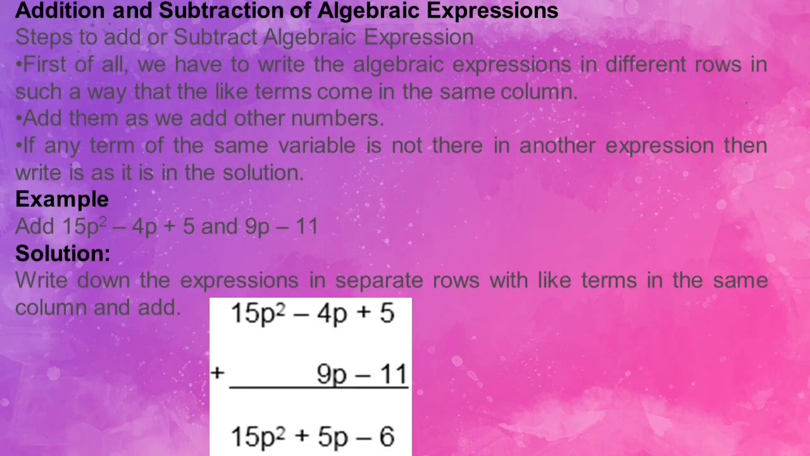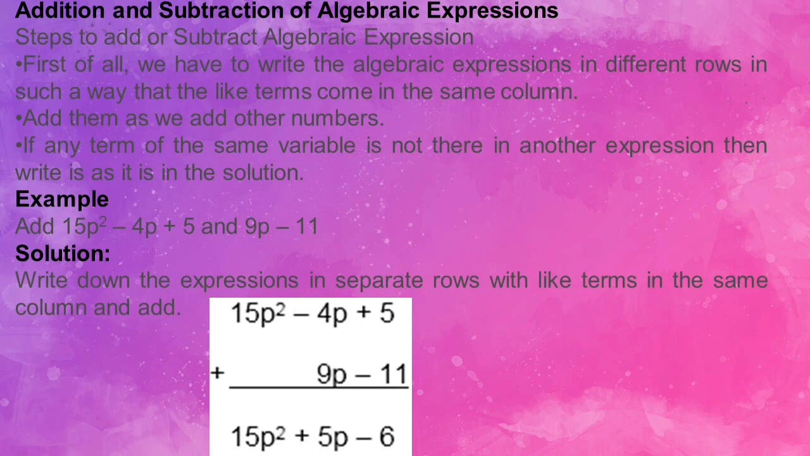We have one more method to add and subtract these algebraic expressions, and this is the column method. So, steps to add or subtract algebraic expressions. First of all, we have to write the algebraic expressions in different rows in such a way that the like terms come in the same column. Add them as we add other numbers.